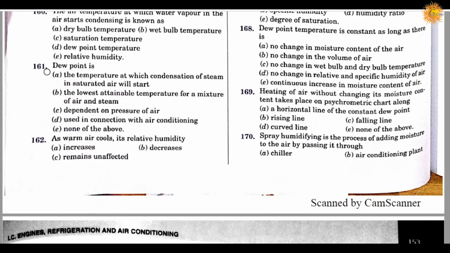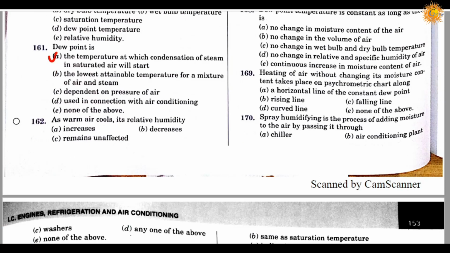Question number 161. Dew point is option A, the temperature at which condensation of steam in saturated air will start. Option B, the lowest attainable temperature for a mixture of air and steam. Option C, depends on pressure of air. Option D, used in connection with air conditioning. Option E, none of the above. So the correct answer is A, the temperature at which condensation of steam in saturated air will start.